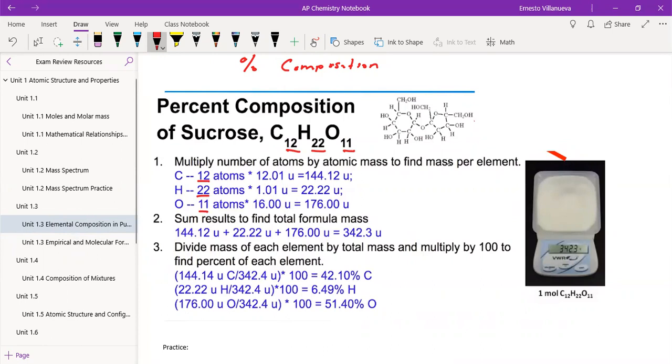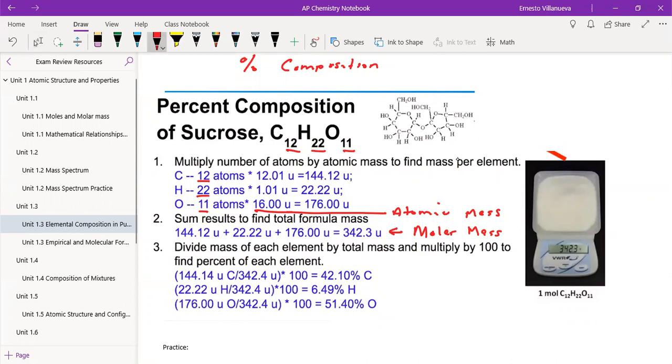Then we're going to find their atomic masses. These are the atomic masses from the periodic table. We're going to multiply that, add everything together, and find the total mass. So this is the molar mass of sucrose.